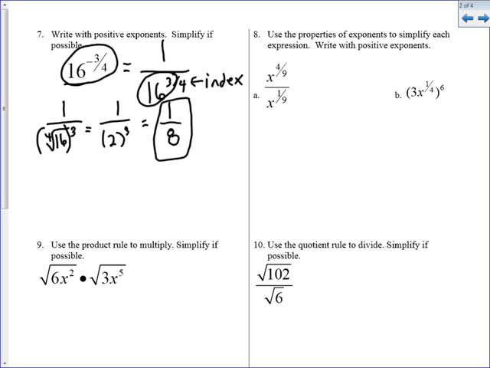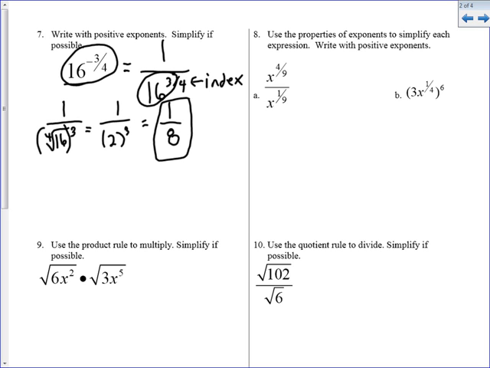Number 8, use the properties of exponents to simplify each expression. Write with positive exponents. So these illustrate really 2 out of the 3 things that we did. I guess there's actually 4 or 5 rules here. On the practice test, I actually have a couple more examples from this section, just so you make sure you try all of them if you want. Because I do have a bunch of different things to pick from, not necessarily these 2 types.